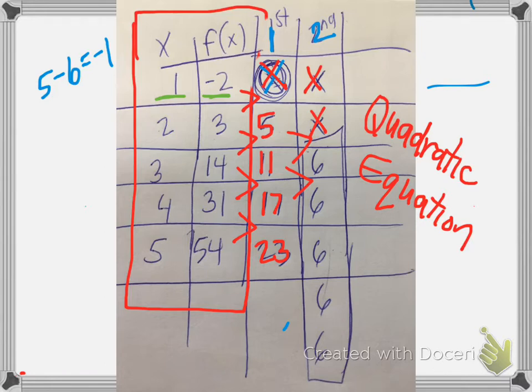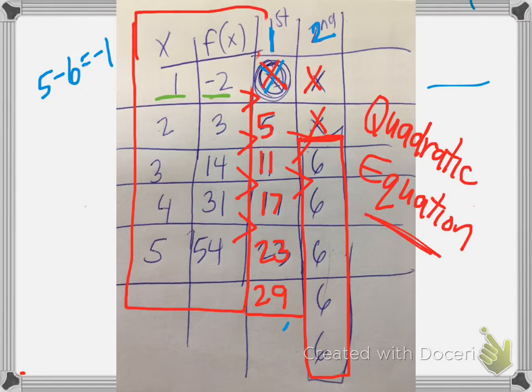You could probably figure out this next column right here. It would be 6. So 23, it would be 29. Right? So you see the pattern. Okay. So here's what you need to know. Because this second column, these are all the same number, that is like the slope of a line. But that second difference being constant makes this a quadratic equation.